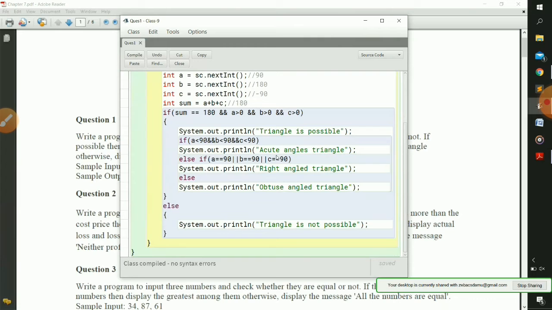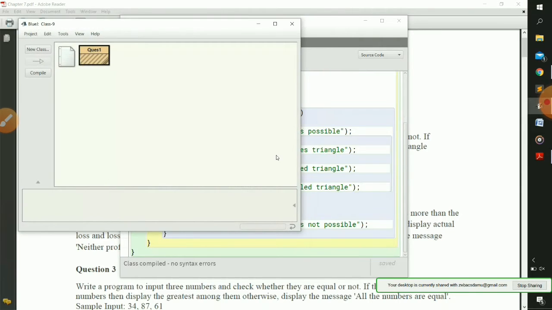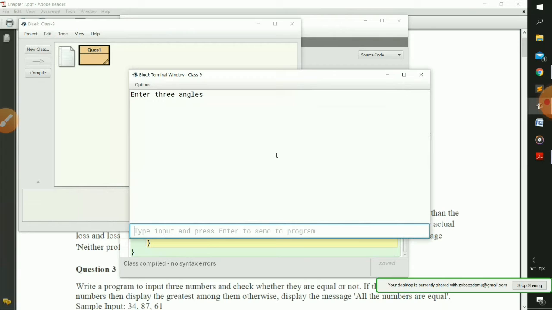See, class compiled, no syntax error. Now let us try to run this one as well. Void main. Okay, see, it is expecting three angles. So let us suppose firstly we have taken 40, then 50, and then 90. Now you see the triangle is possible because the sum is 180, and it is a right angle triangle because one angle is 90 degrees.